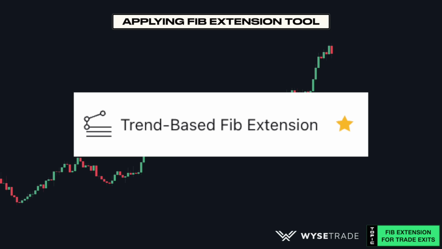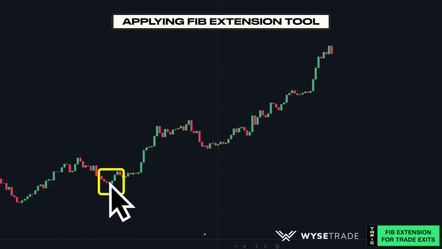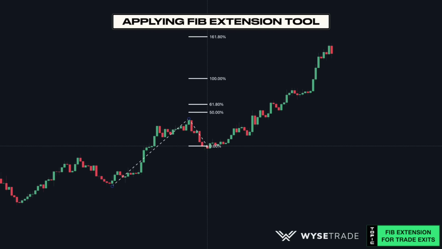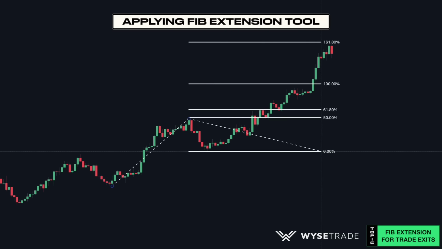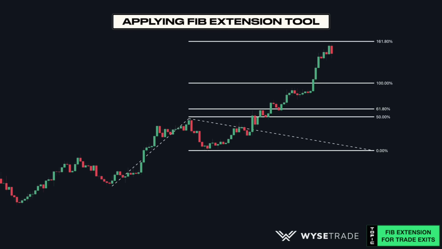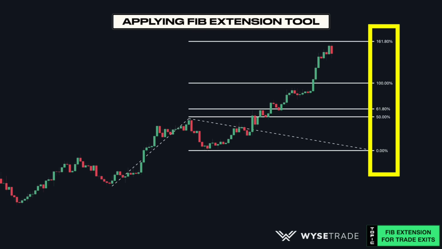Grab your Fibonacci extension tool, click at the start of the previous impulse move here, drag it up and click again at the start of the corrective move, and then drag it down to the starting point of your current impulse move. Then drag it slightly to the right and click again. These are the Fibonacci extension levels we use.